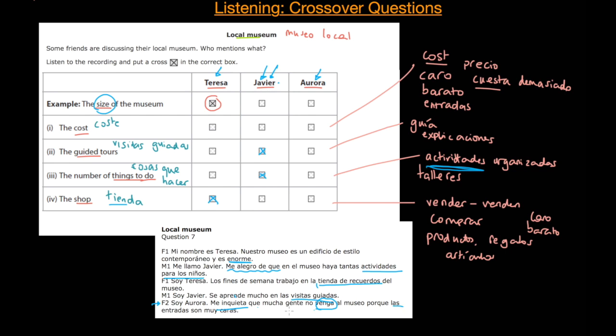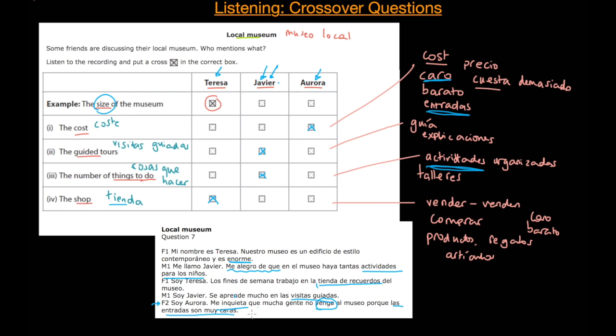Las entradas son muy caras. The tickets are very expensive. And look here, we thought about entradas and we thought about caro. So it doesn't matter if I don't understand me inquieta, if I don't understand the present subjunctive of the verb venir. What's important is that I've understood las entradas son muy caras. Therefore, I know that Aurora, we need to cross it here.